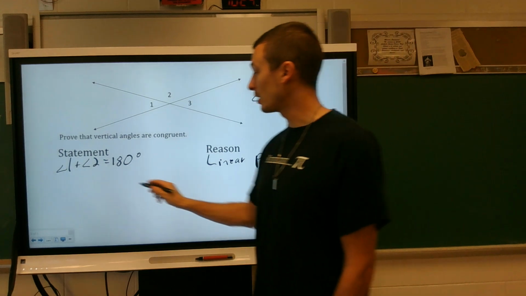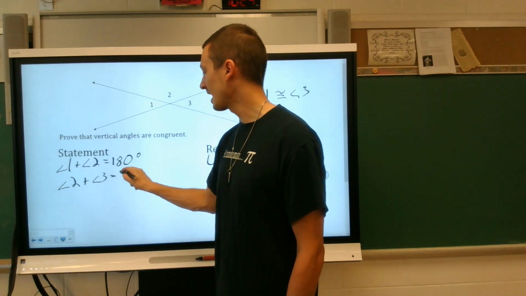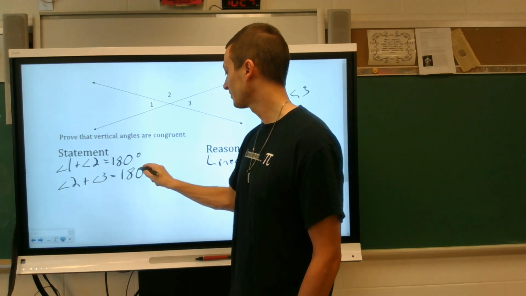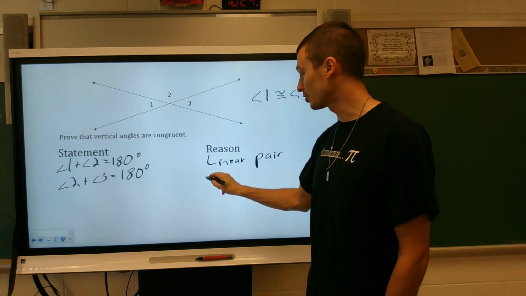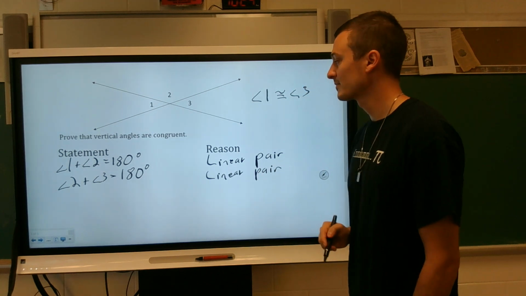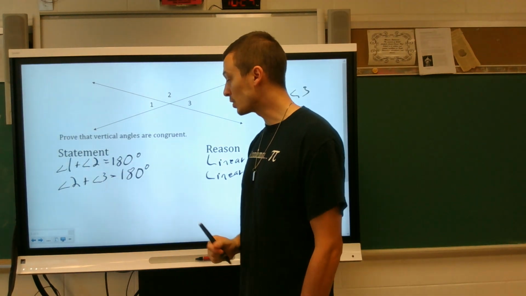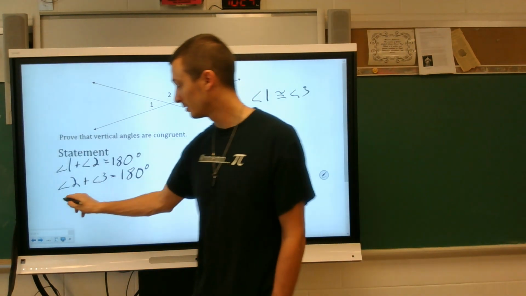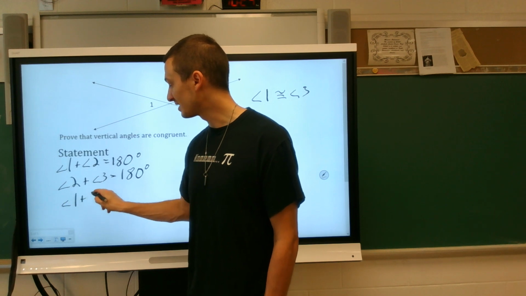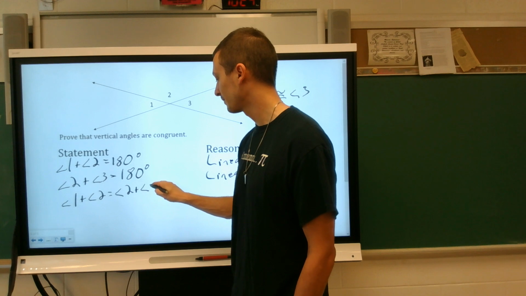Same thing with angle 2 and angle 3. Angle 2 plus angle 3 have to equal 180 degrees. They also form a linear pair. Now, since both of these equal 180, they equal each other. So angle 1 plus angle 2 equals angle 2 plus angle 3.